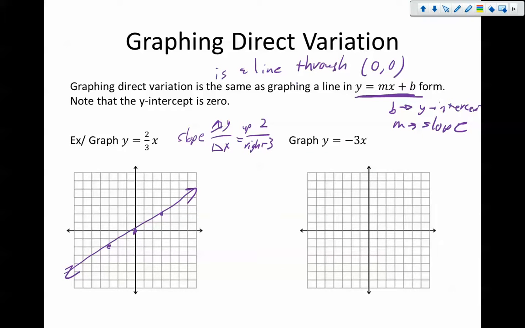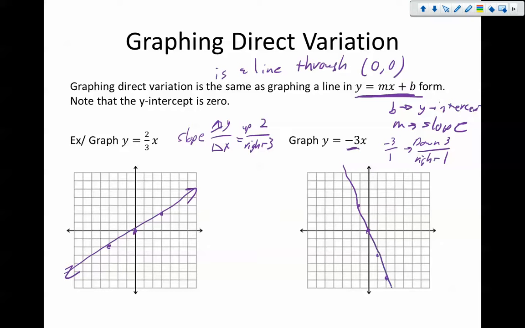Again, direct variation goes through 0, 0. So we start by putting a point on 0, 0, because direct variation will always go through 0, 0. And then I use my slope to find the next one. This is negative 3 over 1, which tells me to go down 3 and right 1. Down 3, right 1. We can also go the opposite direction, up 3, left 1. But again, that's my line.